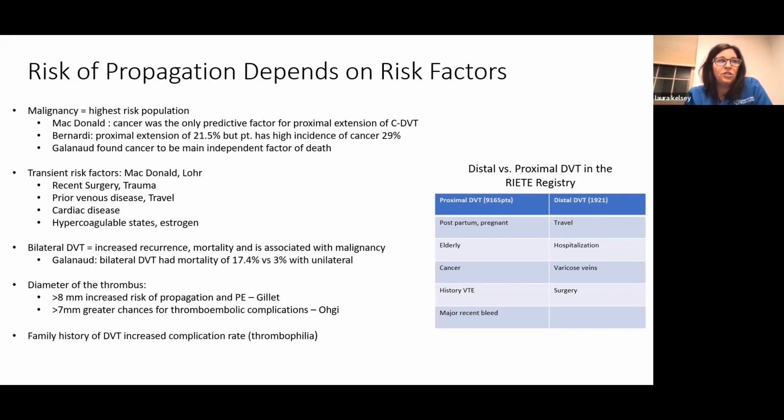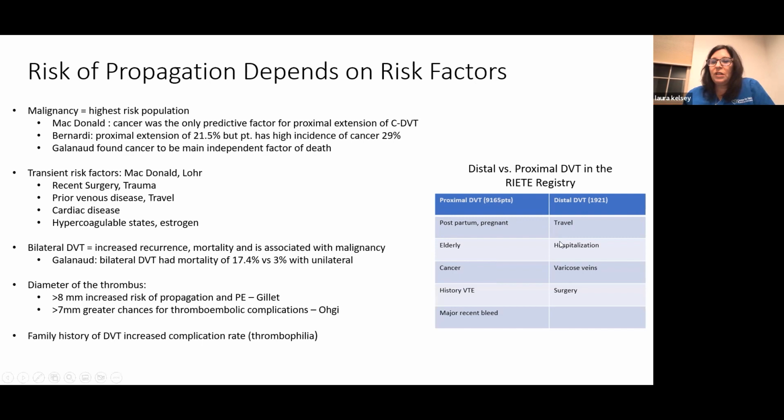Other studies were done that showed bilateral DVT has a high risk of recurrence, high risk of mortality, and is often associated with malignancy. And some studies even looked at how juicy the clot is. The diameter of the clot can influence the propagation and pulmonary embolus risk. Family history obviously was associated with an increased complication rate as well.